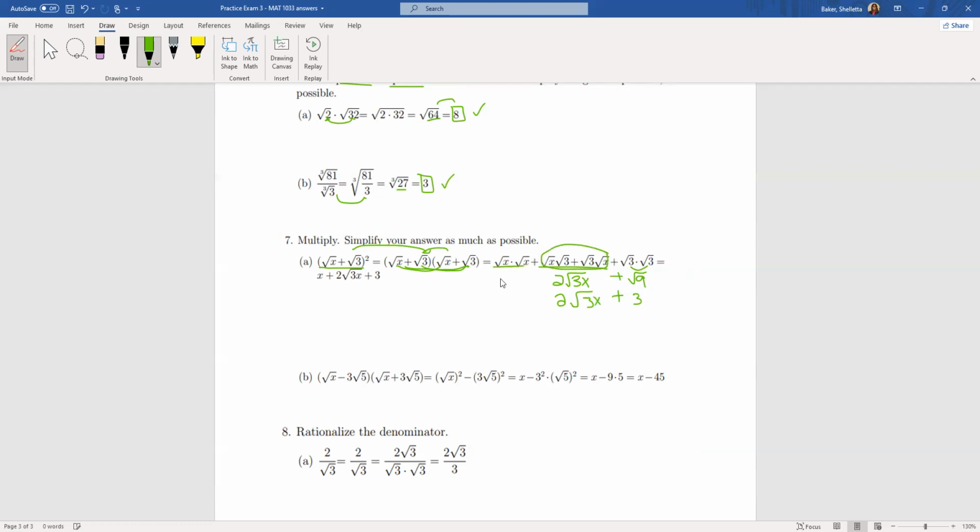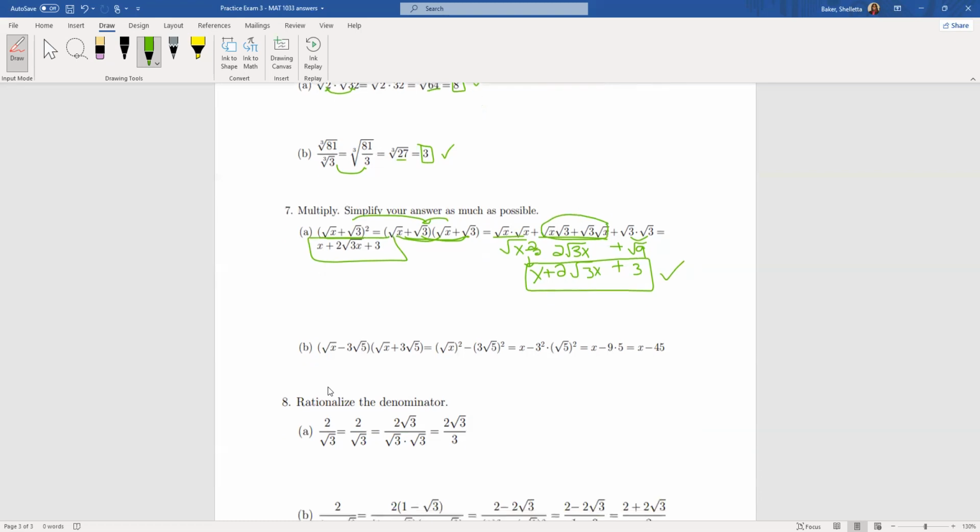And then square root x times square root x, that's the square root of x squared. And the square root of x squared is just x. So x plus 2 square root 3x plus 3 is our answer.